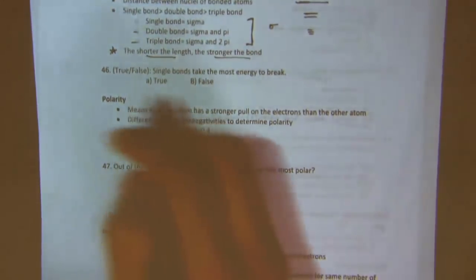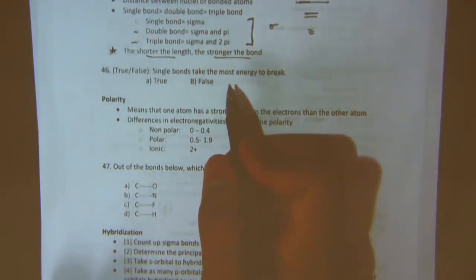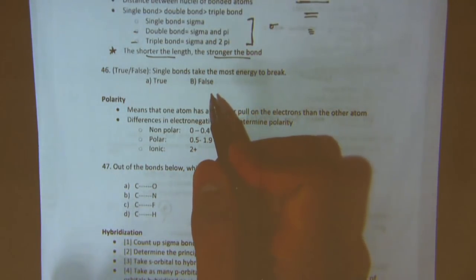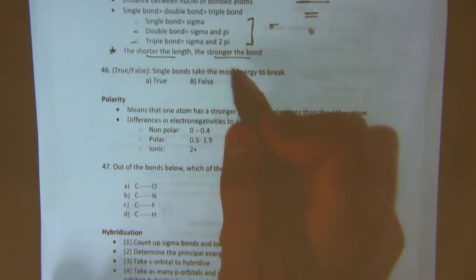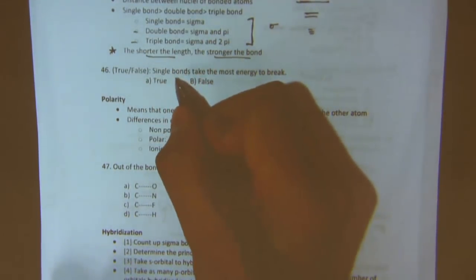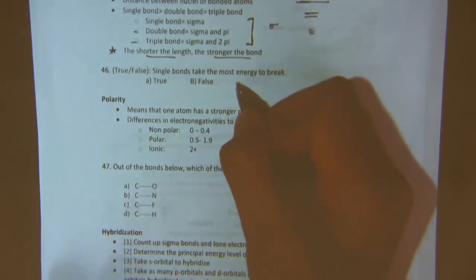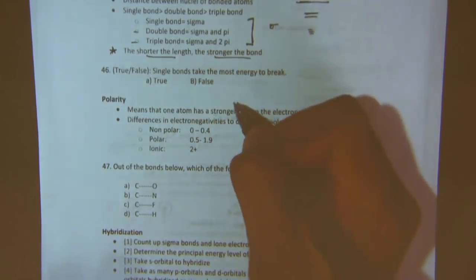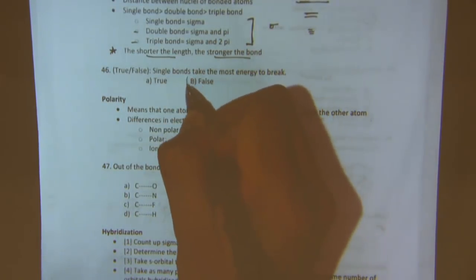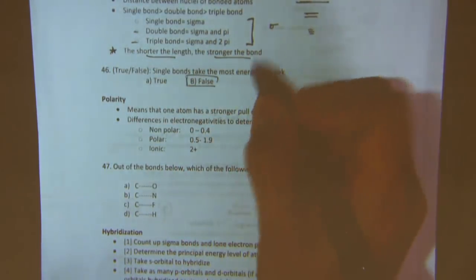So 46, true or false, single bonds take the most energy to break. So as I said, the shorter the length, the stronger the bond. And in this case, single bonds have the greatest length, and they would be the easiest to break. And so this one would be false. Okay.